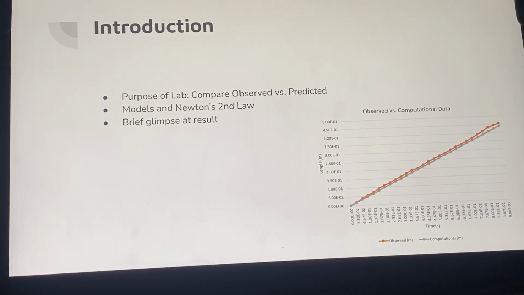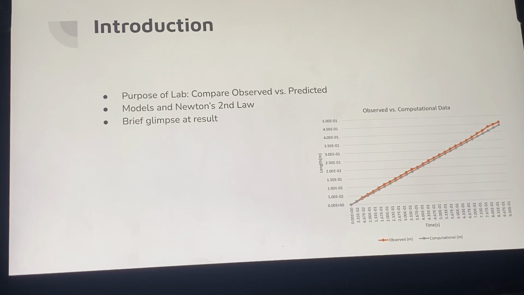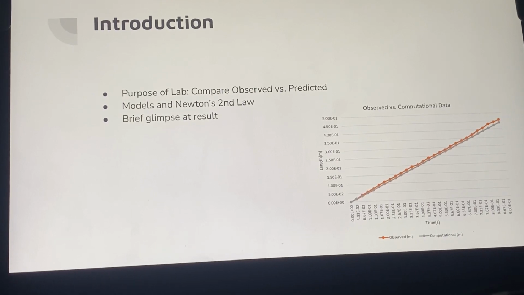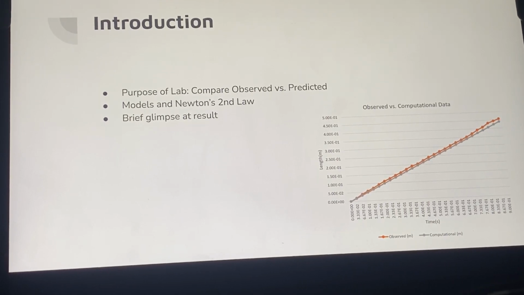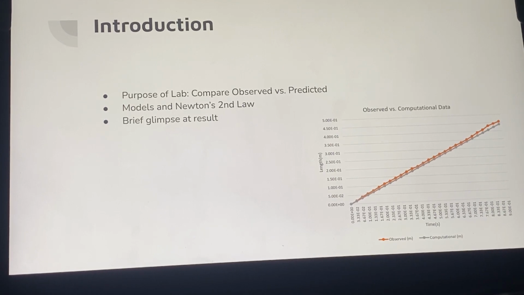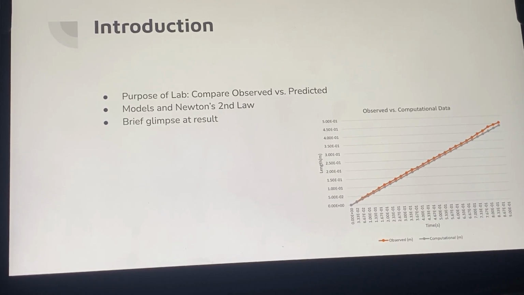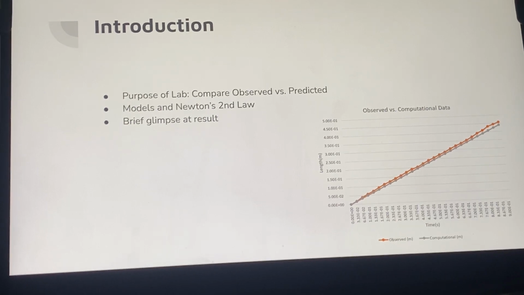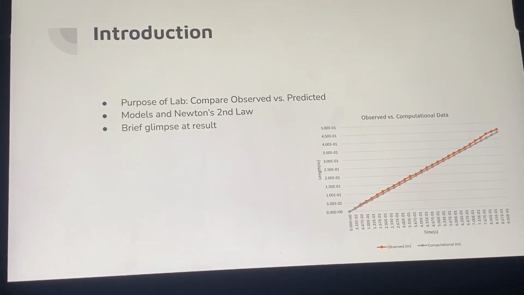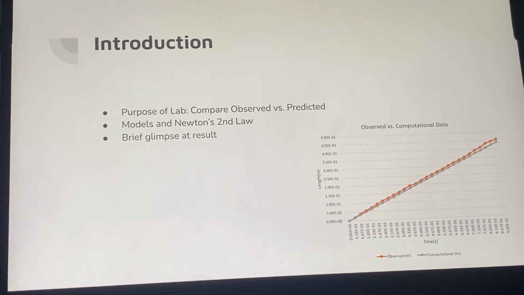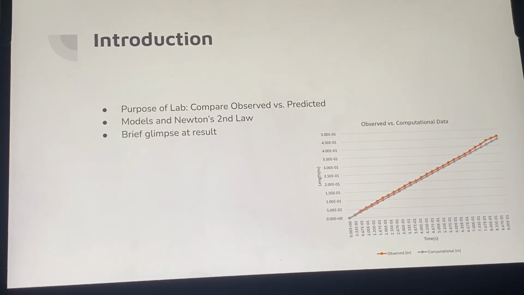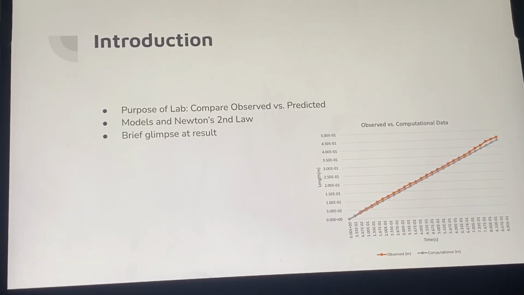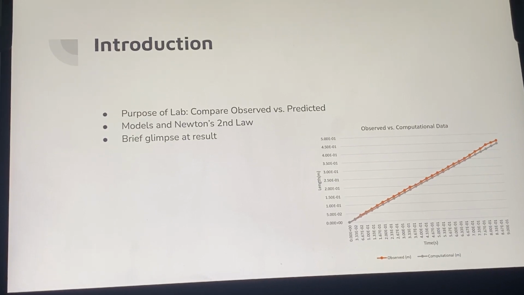And the other model was a computer coding model used through GlowScript to predict the same data, the distance and time that this object was going in its constant velocity. And Newton's second law, which is F equals m times a, this is all kind of built around that law. And I'll explain that on the next slide.